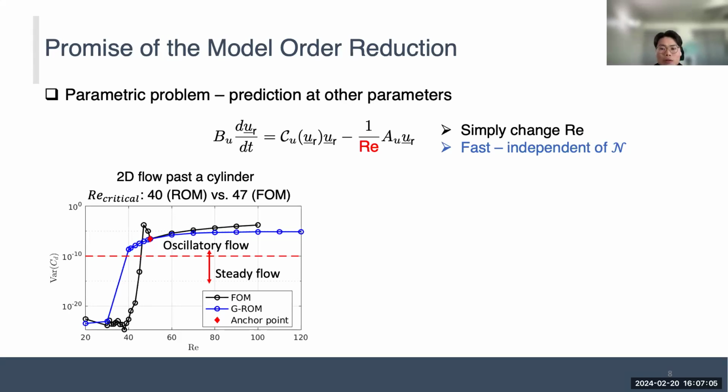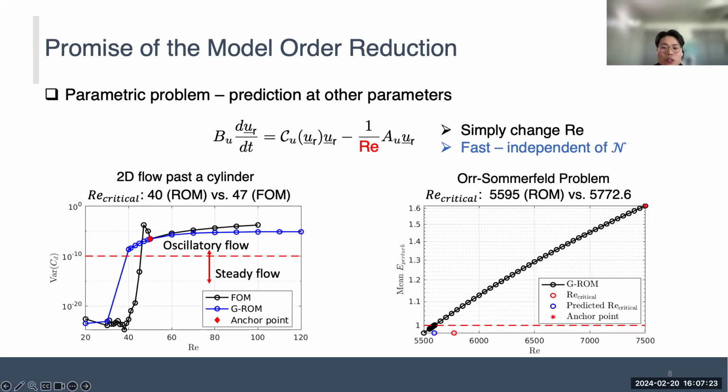For the reduced order model, we use data at 40 to build the reduced order model and do the same parameter sweep. The estimated critical Reynolds number is around 40, which is pretty good with just one anchor point.